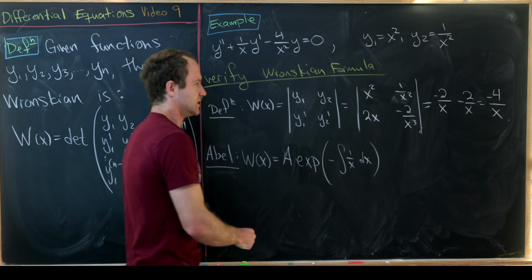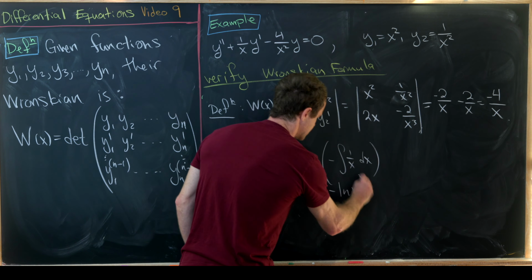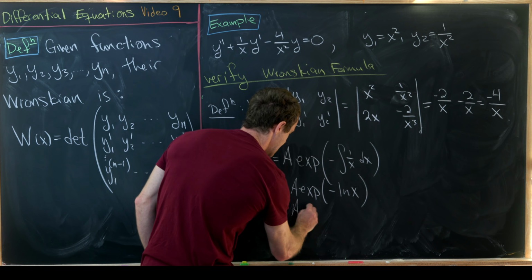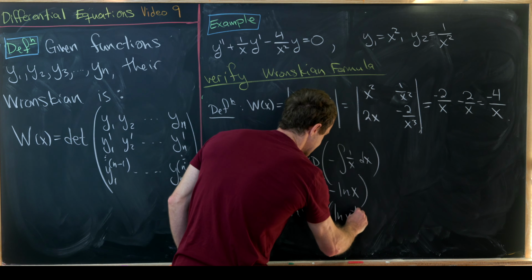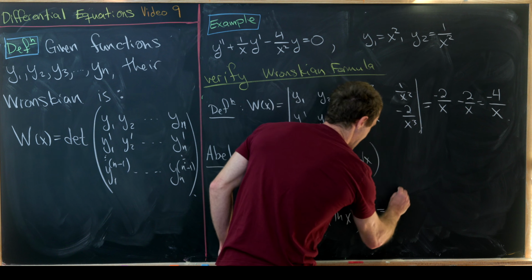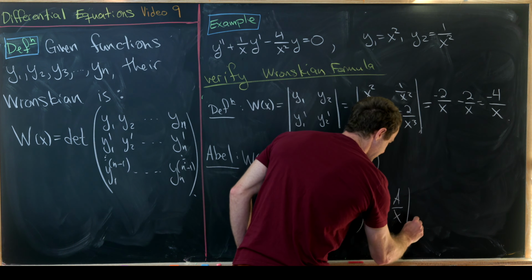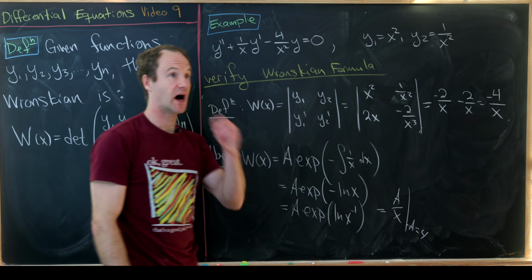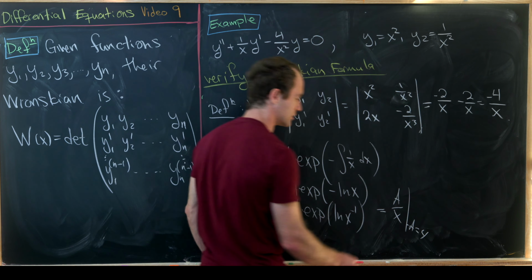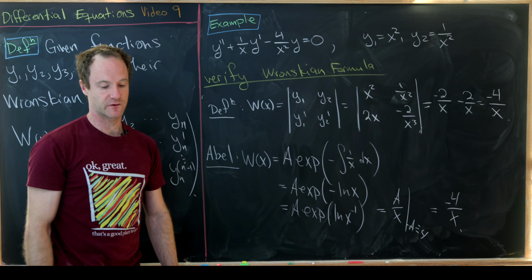Great. So let's notice that this gives us a, and then we have the exponential of minus the natural log of x. But then we can bring that minus sign inside, and that gives us a, and then the exponential of the natural log of x to the minus 1. But the exponential and the natural log cancel each other, and that gives us a over x. But we can take a to be anything we want, given that the Wronskian is not unique. It's unique up to multiplication by a constant, unless of course it's always 0. So we can set a equal to negative 4, and we get negative 4 over x, which matches with what we have from the definition.